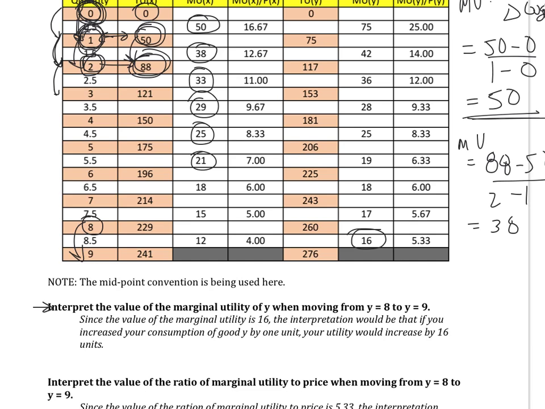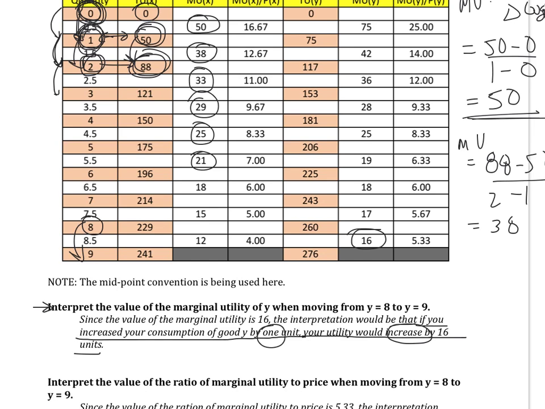So what that means is, and I have it here, since the value of the marginal utility is 16, the interpretation would be that, and this is the key thing, if you increase your consumption of good Y by 1 unit, it's always by 1 unit, your utility would increase by 16 units.